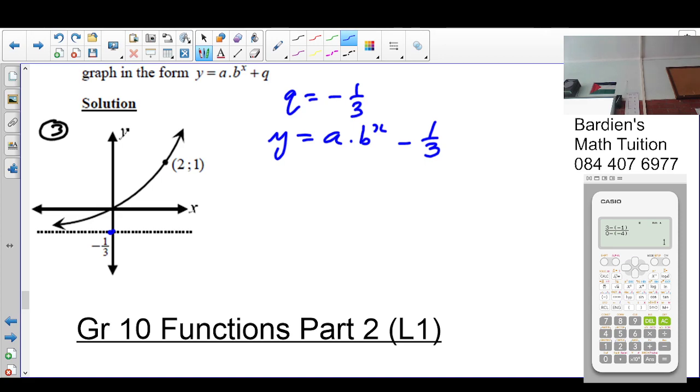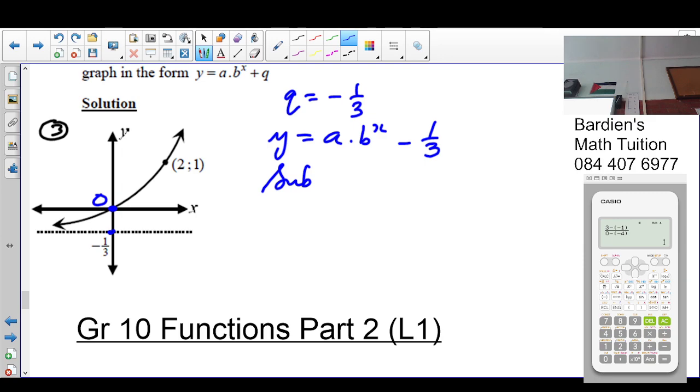Now what? How many unknowns do we need to solve? 2, which is a and b. So how many points do I need? 2. We have the piece of information of 2 points that wasn't used yet. We have 2 and 1. Where's the other point? 0 and 0. Going through the origin. Can you see that? Alright. You understanding yourself? For once? Okay, nice. I'm glad.